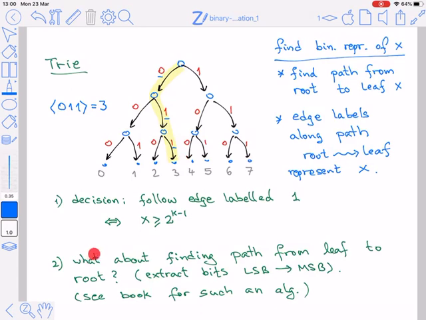You may ask, what about finding the path from the leaf to the root? Let's start at the 3 and go up to the root instead of starting at the root and going down to the leaf. Namely, how can we extract the bits of the binary representation of x from the least significant bit to the most significant bit? Details of such an algorithm appear in the book.